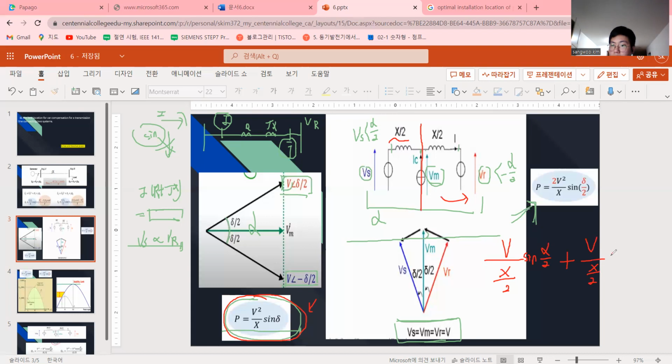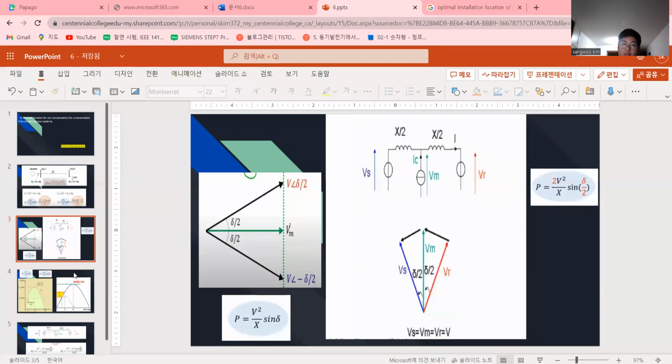They are the same. So sine 2 delta over 2. If we add this, it gets up to this. So what happened? The result is here. The P's voltage is double, and the angle is half. So let's see. If we just see this number, we don't know what's going on. Let's see here, the next page.